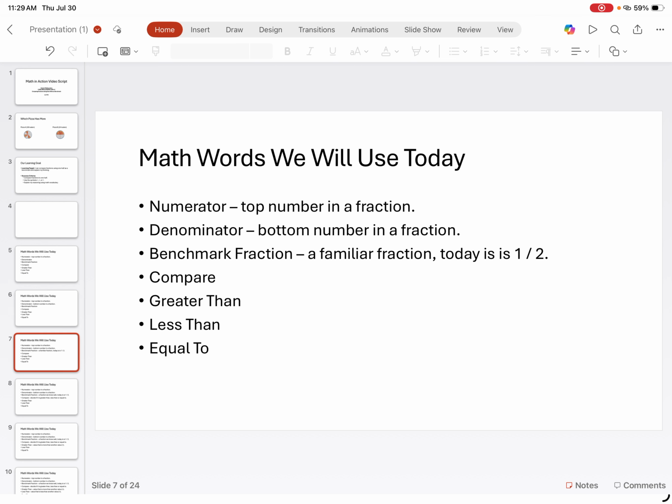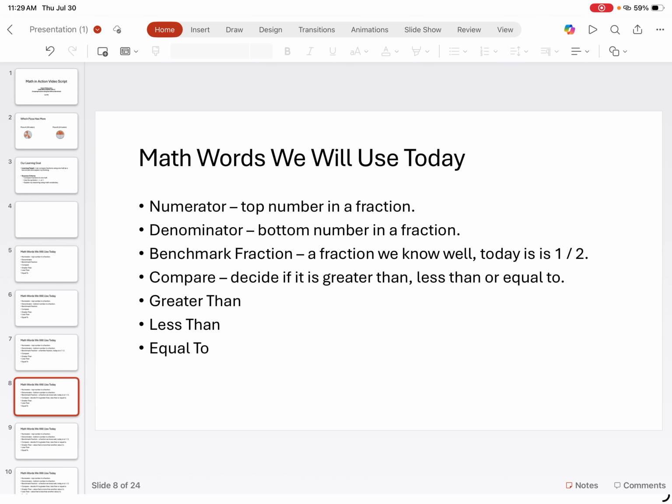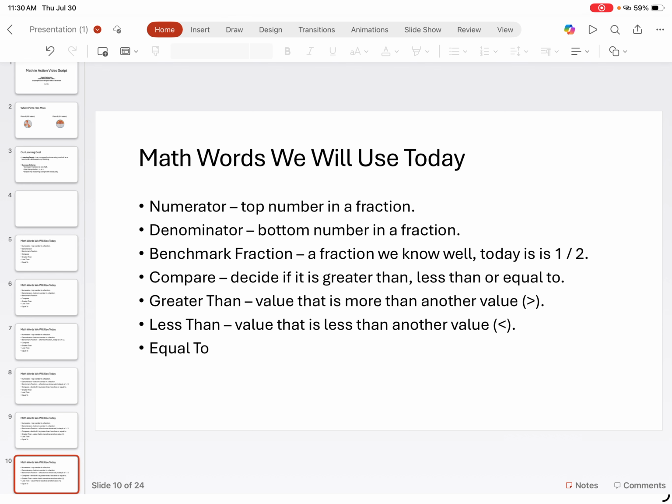Our benchmark fraction today is 1/2. A benchmark is a fraction we already know well, and we can use it to compare other fractions. Compare is evaluating if one is greater than or less than another. Greater than means that the value is larger than another value. Less than means that a value is smaller than the other value. And equals means that both values are the same. As mathematicians, we will use these words because they help us explain our thinking clearly. Are there any questions?